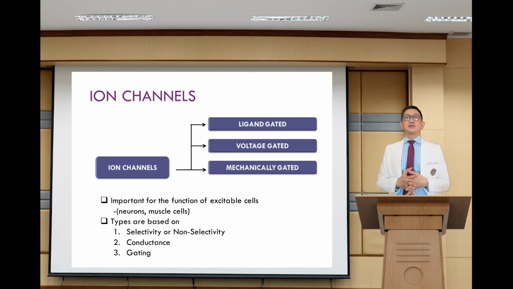So how about ion channels? We say they can be ligand-gated, voltage-gated, mechanically gated. Important for the function of excitable cells like your neurons and muscle cells. This will be your next topic. Types are based on selectivity or non-selectivity. Example of selectivity, it can only be for one specific solute. The other one, it can allow passage of different solutes. It can also be based on conductance, meaning higher concentration gradient, and gating.